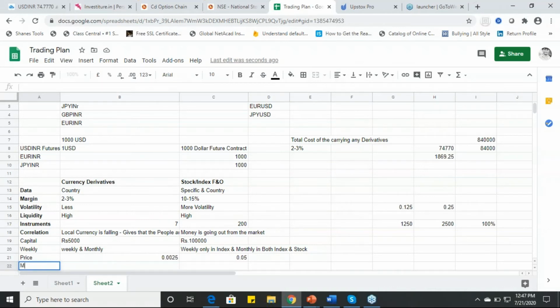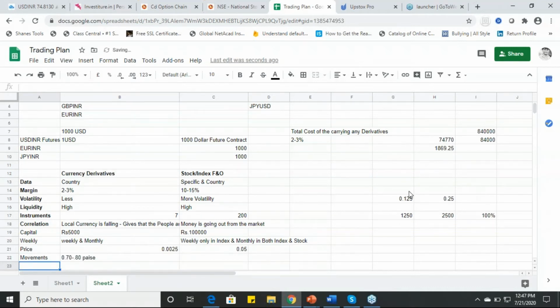What are the movements? In currency, every day there are movements of around 70 to 80 paisa on average. So you can see I just calculated a 12 paisa movement, and with this 12 paisa movement you are getting a 100% gain. So you can imagine that 70 to 80 paisa movements in just a single day can make you a lot more money when it comes to the trading market.